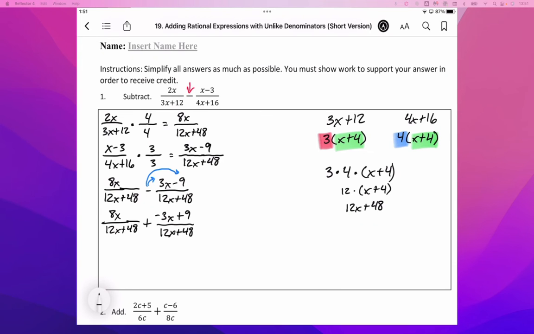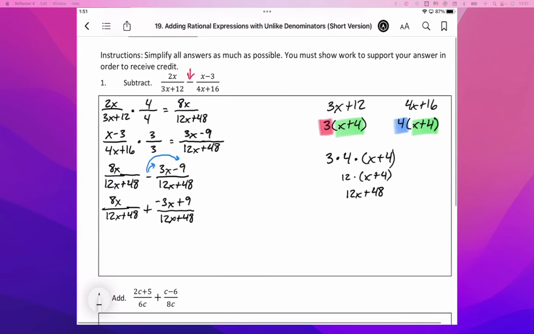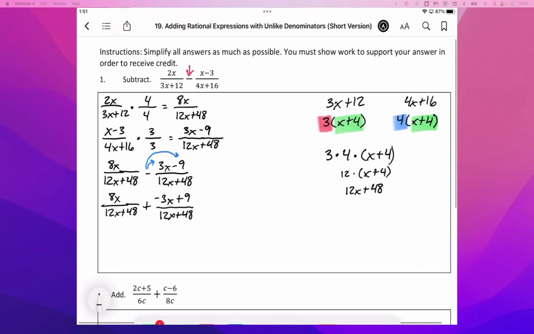And yes, I have mentioned twice already, I think, I recognize that this problem is particularly nasty. The rest in this homework will be easier. And so we combine like terms. 8x minus 3x leaves 5x. And there's nothing to go with the 9, so it just stays plus 9 over 12x plus 48.